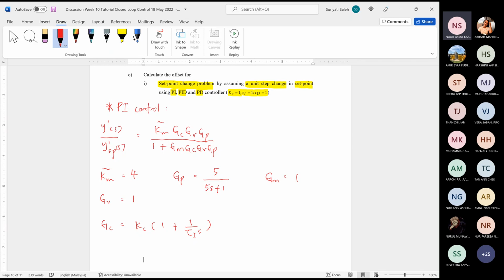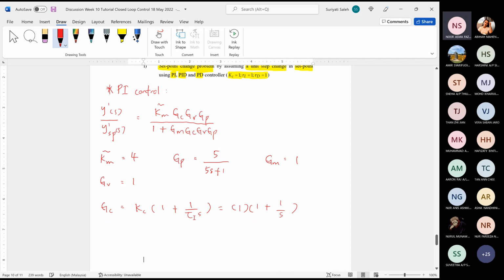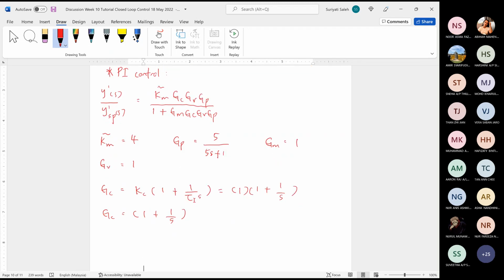GC equal to KC in bracket 1 plus 1 over tau I S, where in this case the values of KC and tau I are given. So you can substitute the value, where KC equal to 1, and then 1 plus 1 over tau I S is 1 plus 1 over S. So here GC equal to 1 plus 1 over S. This is your transfer function for the PI controller based on the value substitution.